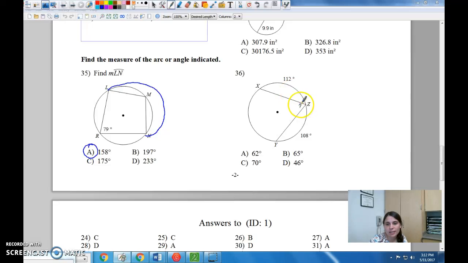And then on 36, this time it wants me to find the inscribed angle, which, like I just talked about, is half of this arc. Well, that means I've got to find this arc first. I know that the whole circle is 360 degrees. So if this is 112 and this is 108, I do 360 minus 112 minus 108, and this arc is 140. So this angle has to be half that arc, so this angle is 70, which is C.